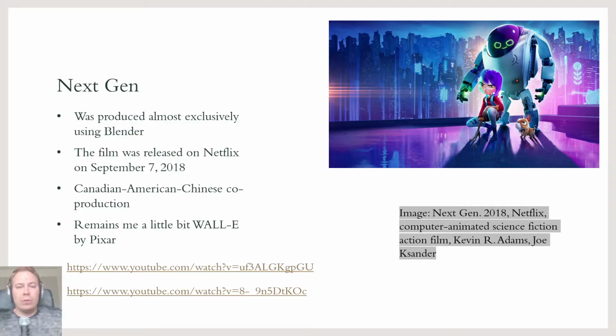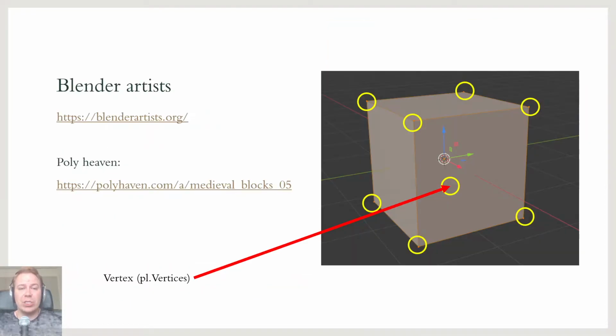Here is also, if you want to see this movie, it's on Netflix. It's called Next Gen, and that was also produced exclusively with Blender, and was released in 2018. The movie reminds me a little bit of Wall-E by Pixar. So Blender is absolutely a really capable machine. I mean modeling tool.